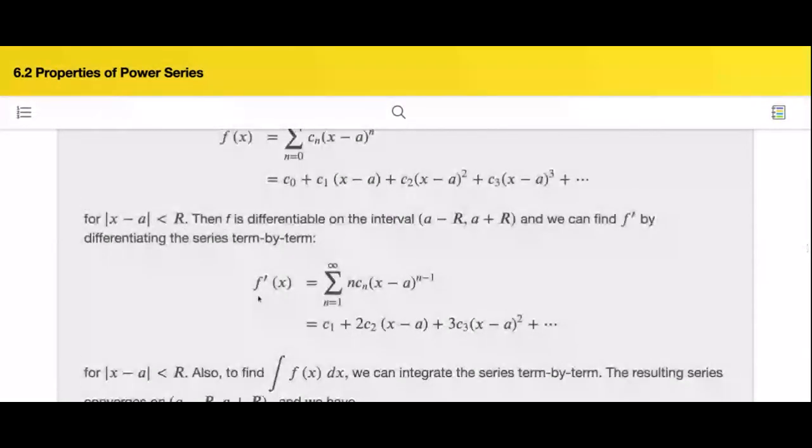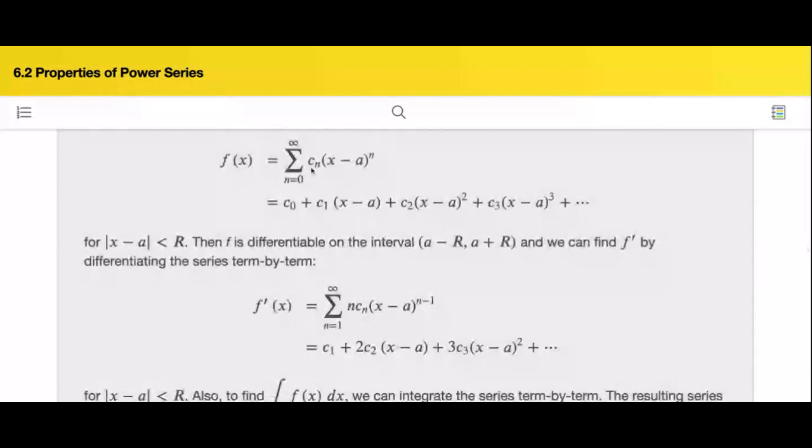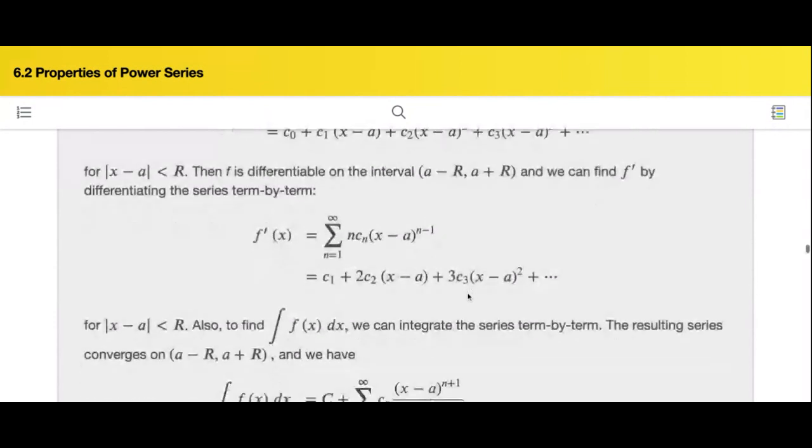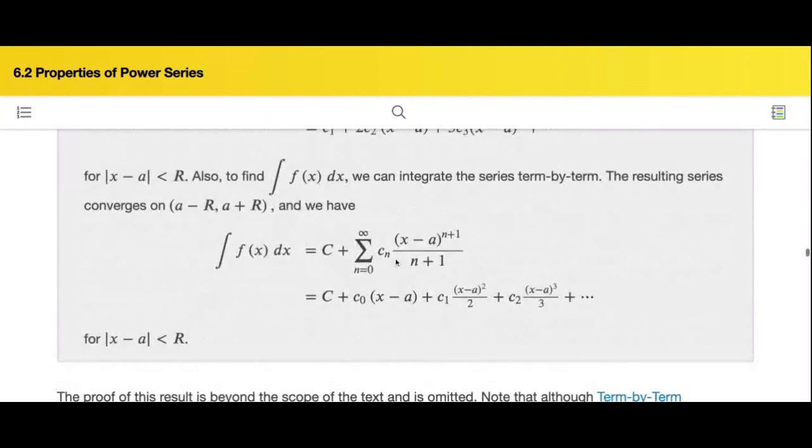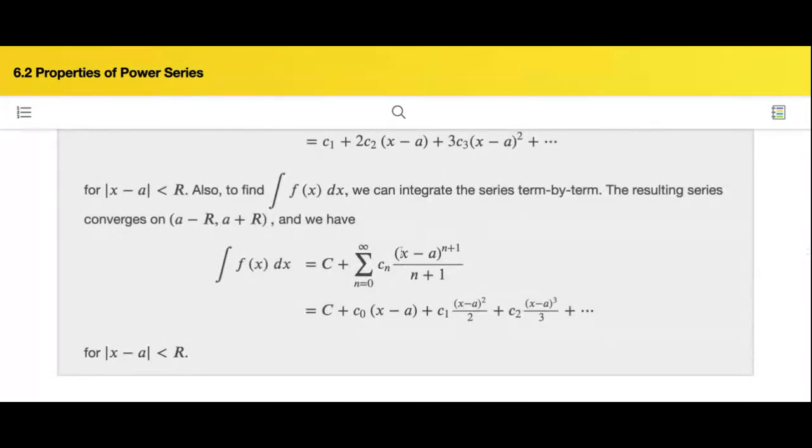So what do we get? So the differentiation: if we start with cn times (x minus a) raised by n, we differentiate, so f prime of x would be n times cn times (x minus a) raised by n minus 1, right? Very nice form. Integration, same thing. So when we integrate, we add a constant term, and then cn multiplied by (x minus a) raised by n plus 1, then divided by n plus 1, right? Power rule.